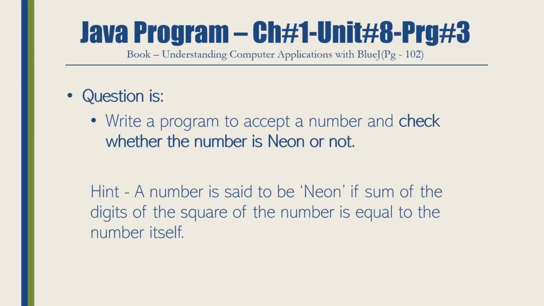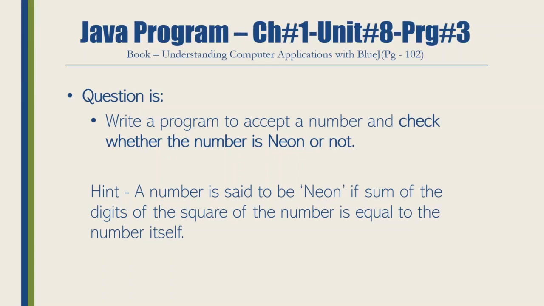Before we begin, it is important to understand what a neon number is. The book says a neon number is a number where the sum of the digits of the square of the number is equal to the initial number. Did not get it? Don't worry, I'll help you understand.